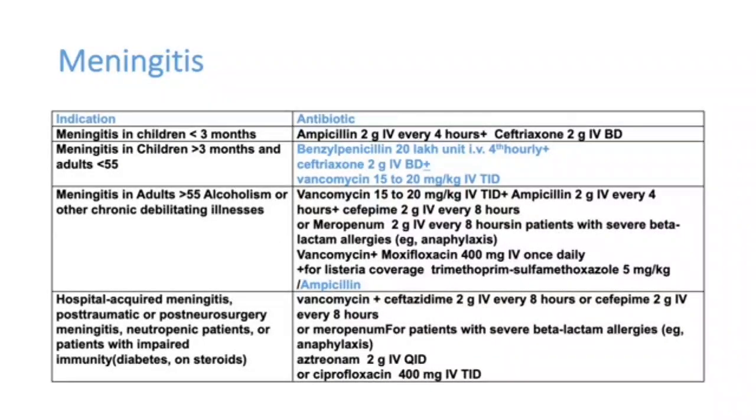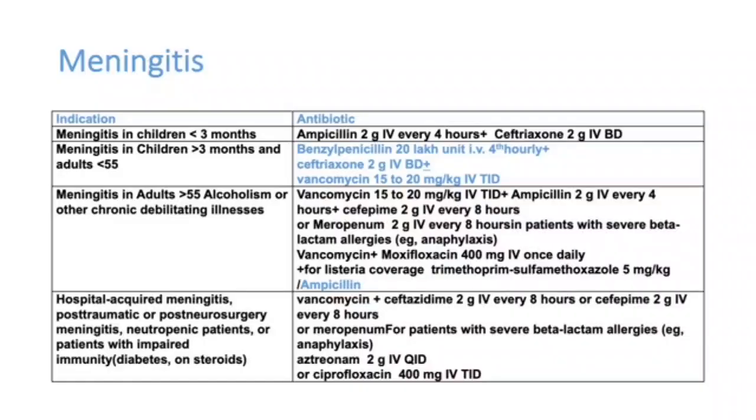Now, another important condition which can come to emergency room is meningitis, infection of meninges. Whenever we are seeing a meningitis case, we have to always take proper history. MRI may be required, LP may be required in this type of patients. Before starting antibiotic, we have to give dexamethasone. So after giving dexamethasone, we can start the antibiotic.